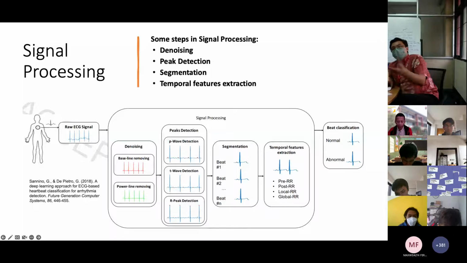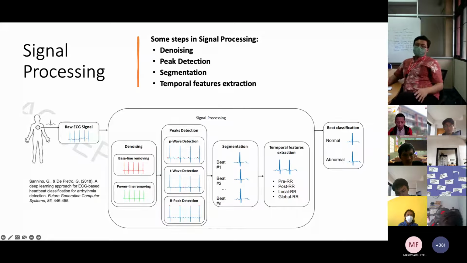Also we can see that we need peak detection. We need to detect where the peaks are. For the P detection, the red one here is beside the blue peak. And the T wave is located on the right-hand side of the highest peak. There is a red wave on the right side of the highest blue one. And we have R peak detection.